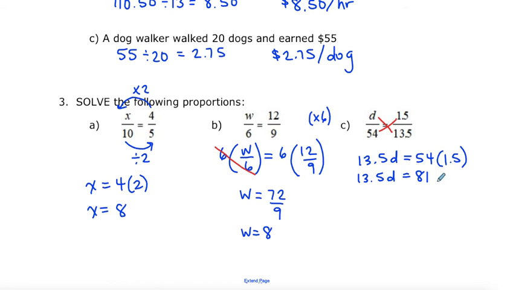We do that by doing the opposite of multiplication, which is division. So we're dividing both sides by 13.5. We have 13.5D divided by 13.5, and that's equal to 81 over 13.5. Some people skip this step in that solution, and that's fine as well. We know that 13.5 divided by 13.5 is 1, so those two cancel each other out, and we're left with D. And 81 divided by 13.5 gives us 6. Those are 3 different strategies that you can use to solve for a proportion.